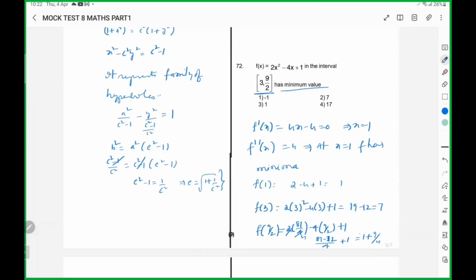She is asking for the minimum among all these: 1, 7 and 1 plus 9 by 4. So the minimum value is 1. So minus 1.